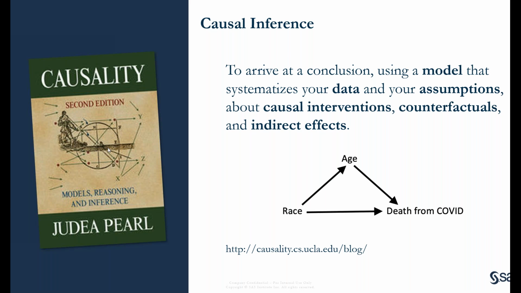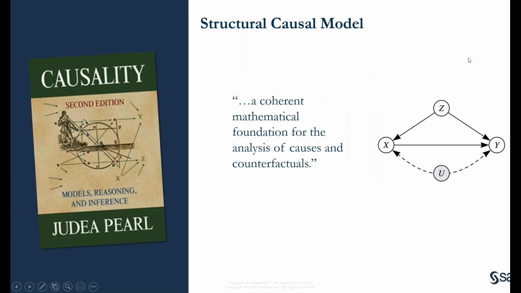And here you can see, because we have different transmission rates based on race and age, and different rates of death based on things like race and age, you can begin to build a causal model about how you think transmission works. And what he's done is he's created a causal model. He's created a coherent mathematical foundation for analyzing those models.